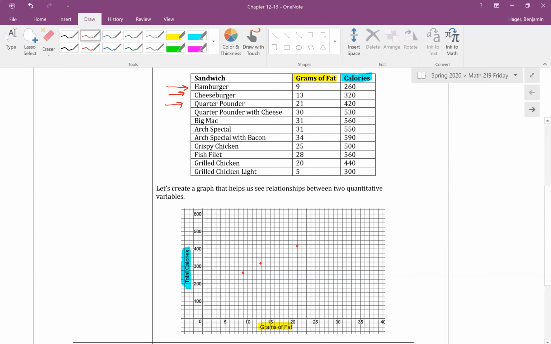So hopefully you get the idea. I'm going to pause it and just fill in the rest real quick so I don't waste your time here. Okay, so I added all but the last one. Let's throw the last one on there together. Make sure you got the idea. Find 5 grams of fat and then draw up to 300 calories. So 5 grams of fat, 300 calories.